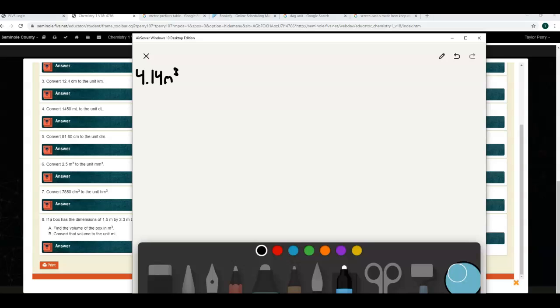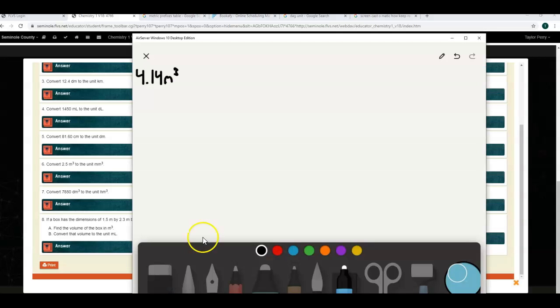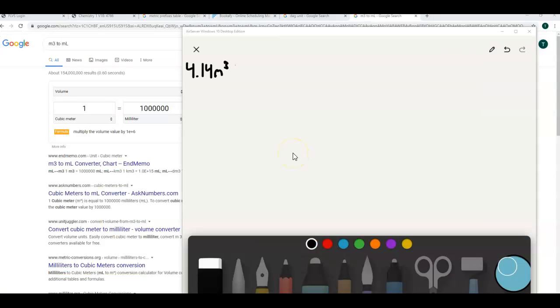Okay, and I know I'm trying to convert that into milliliters. Now that's kind of weird, right? Because it feels like we're going from length to volume, but we're not, because volume can be expressed in liters or meters cubed. So all we need to know is the conversion factor between meters cubed, or cubic meters, and milliliters. I already put it in my Google, so if you're ever uncertain, you can always just throw it in there.